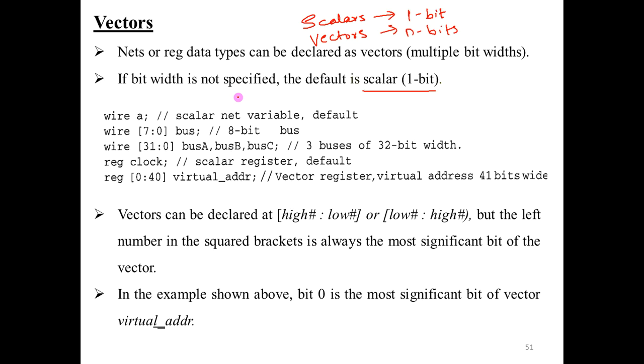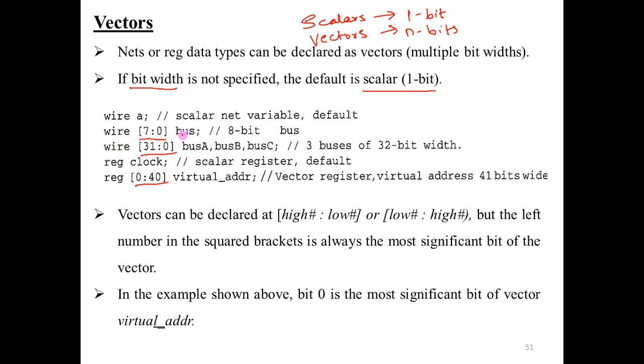7 down to 0, 13 down to 1, 0 to 40. All these are data widths. This one, this one, this one. We call it data width, or I can say bit width. So if bit width is not mentioned, it's 1 bit by default. So wire A is a scalar variable which is of 1 bit capacity.